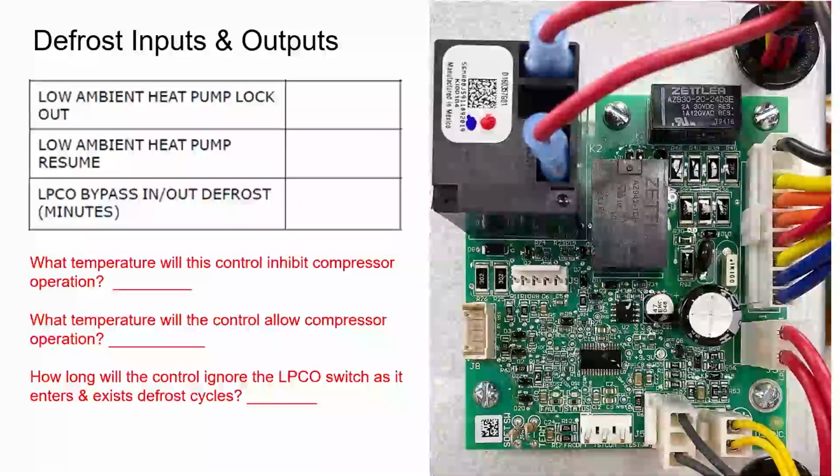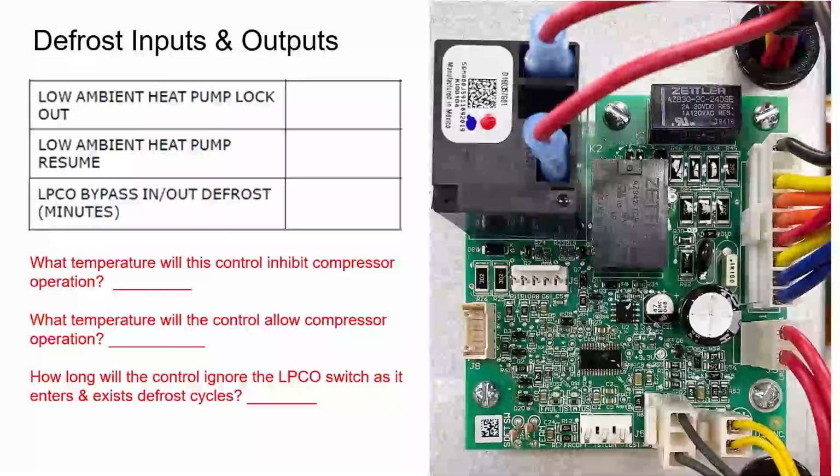We also have low ambient lockout put into these boards, okay? And so a lot of our boards will shut down the compressor at a certain outdoor temp. Usually it's about -7. Some of the boards do go up to -12. And then once we hit 3 degrees outdoor temp, we will allow the compressor to come back on. So with these systems, you don't need to set a compressor lockout on your thermostat. The system will take care of itself.